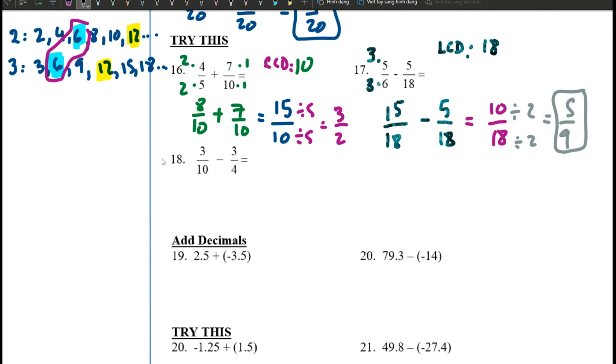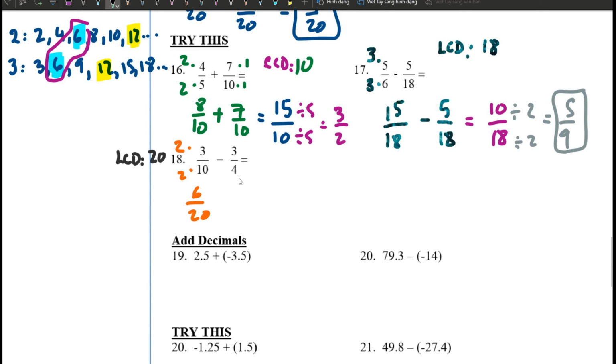Number 18. The common denominator could be 40, but the LCD, the least common denominator, is 20. So you're going to multiply the first fraction by 2. That will give you 6 over 20.